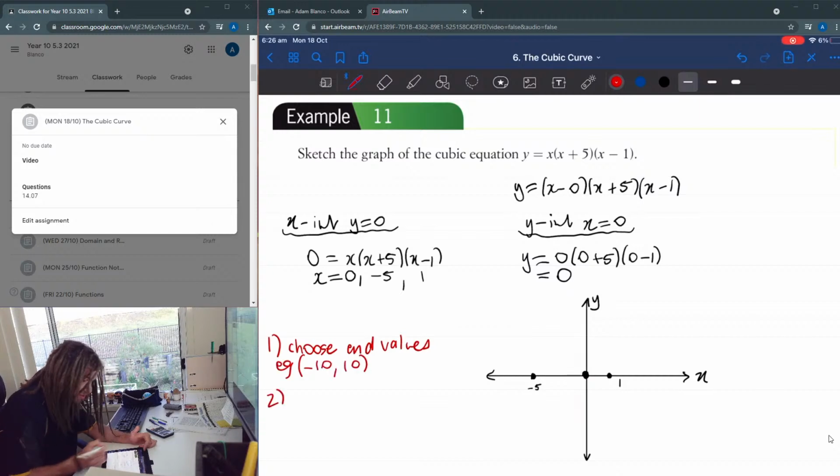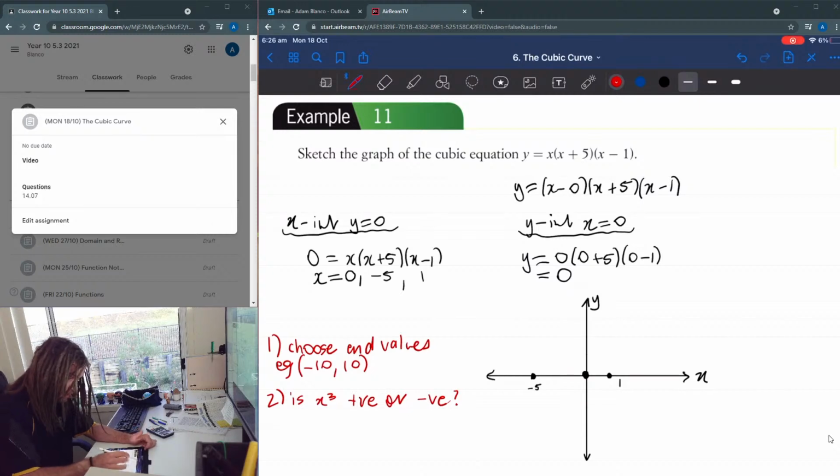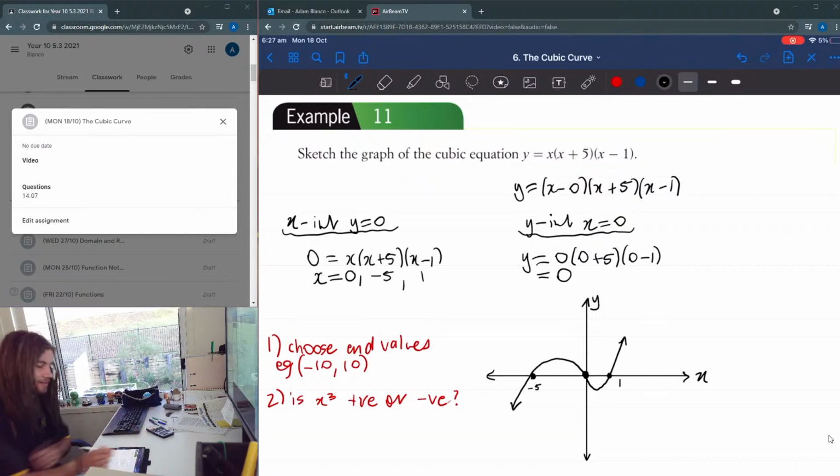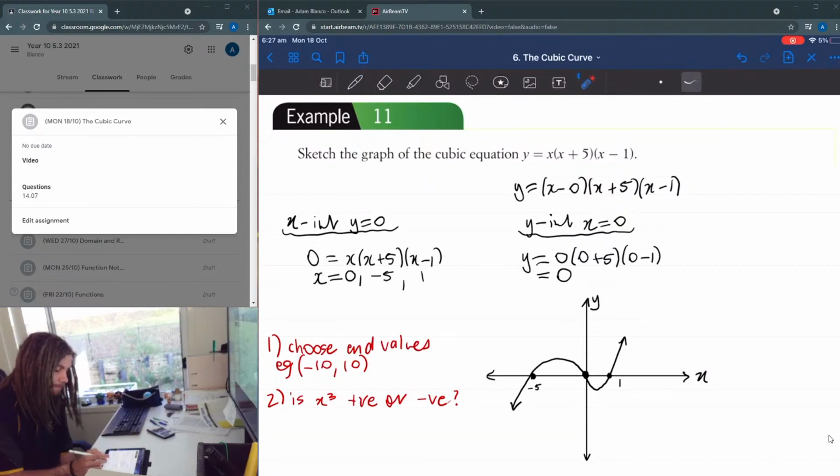The second thing you can do is ask, is x cubed positive or negative? So I know that if you were to expand this, your x cubed term is going to be positive. So that's one thing you can do. And so my graph's just going to look like this. Wow, I'm really living life on the edge here, 5%. Okay, and that's it. That's as far as we can go.